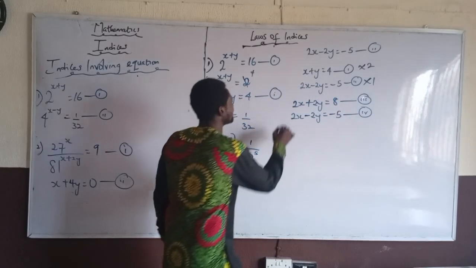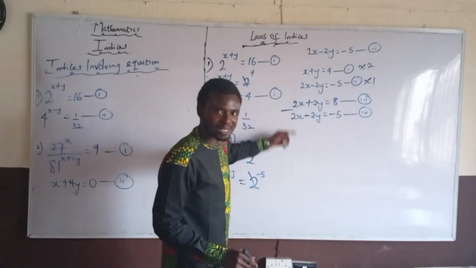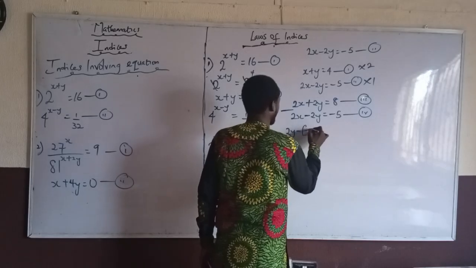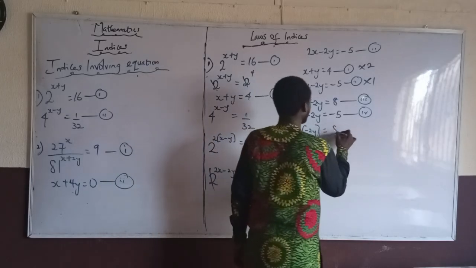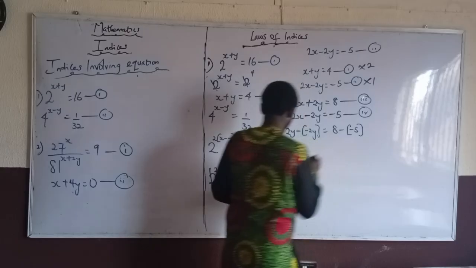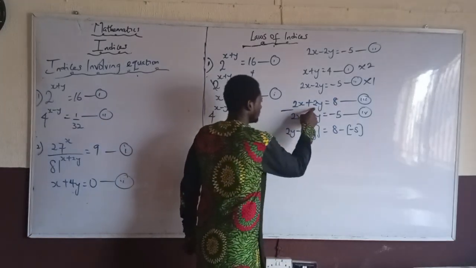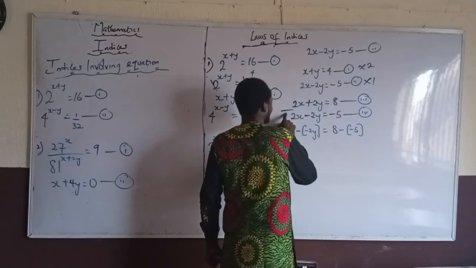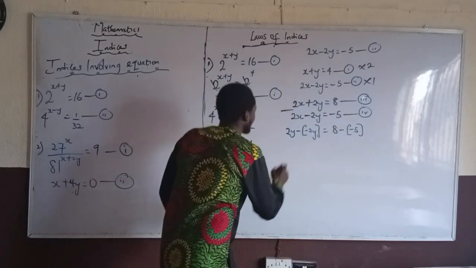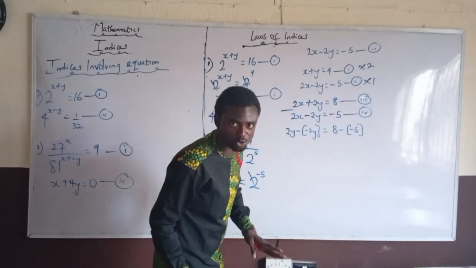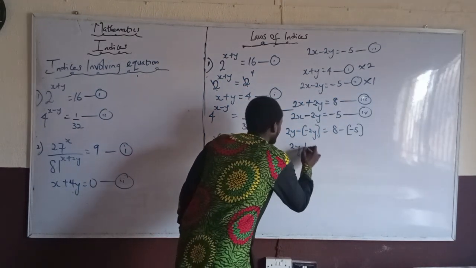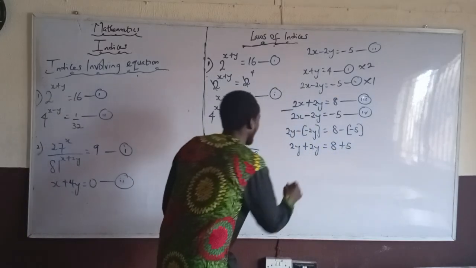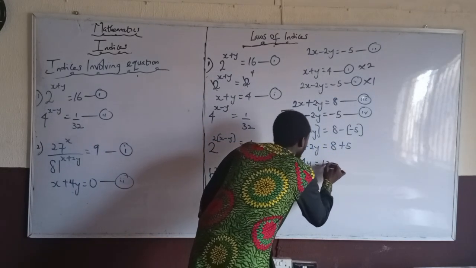Now I can eliminate with my minus. 2x minus 2x is what? 0. Here becomes 2y minus minus 2y equals to 8 minus 5. Look at it again. 2y minus minus 2y equals to 8 minus 5. So here is 2y. Minus minus is plus. You all know that. So this is 2y plus 2y equals to 8 plus 5. So 2y plus 2y is 4y equals to 13.